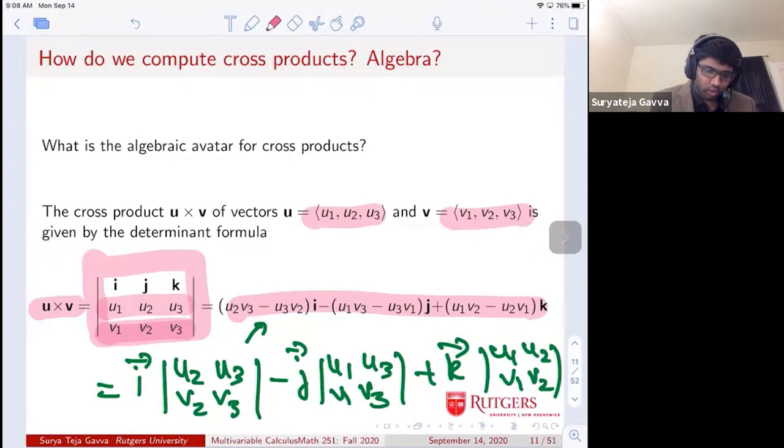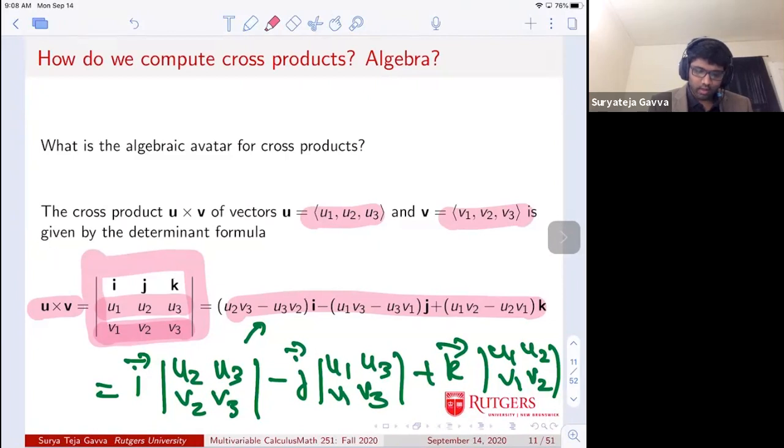Let's see, the cross product of, say, 1, 0, 1, and say this vector, 0, 1, 1. Okay, so how do I compute the cross product?